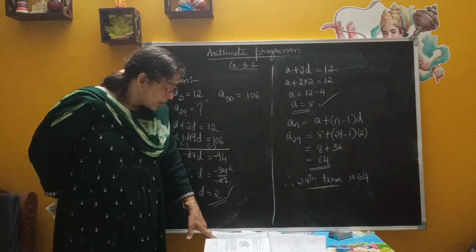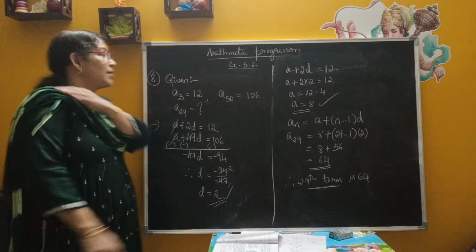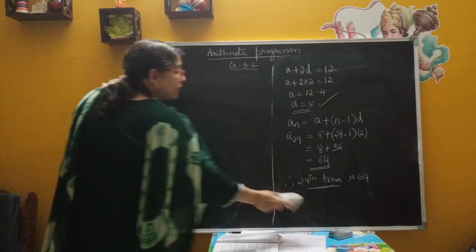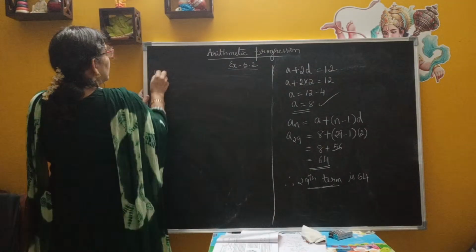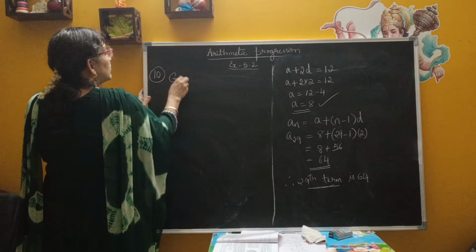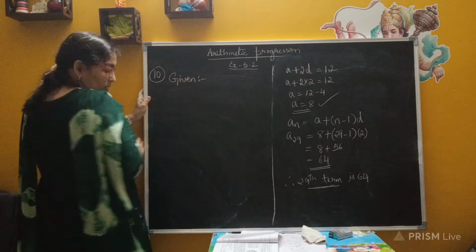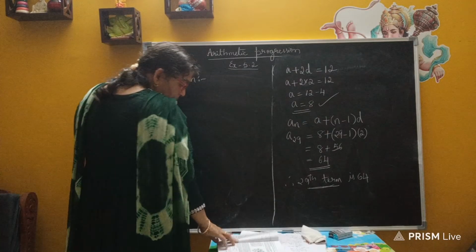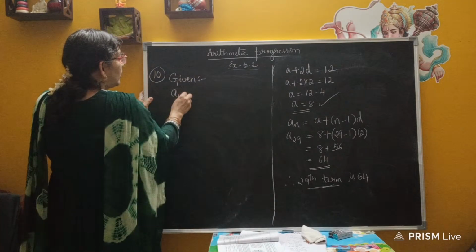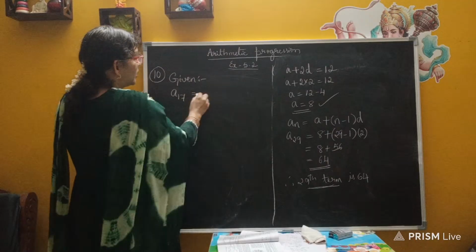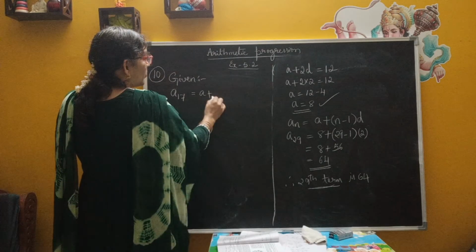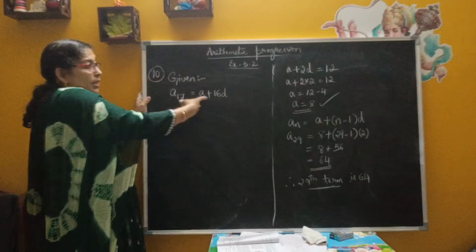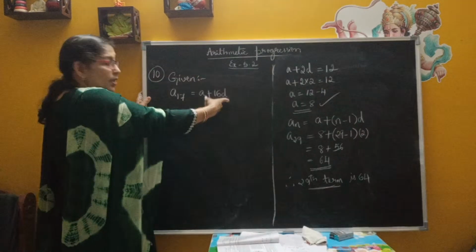We find the common difference. So let us write the 10th one. We need to find the value of D. What is given? The 17th term, that is A17. How do you find the value of A17? The 17th term can be calculated by A plus 16D. Am I right? That is nothing but A plus 16D.